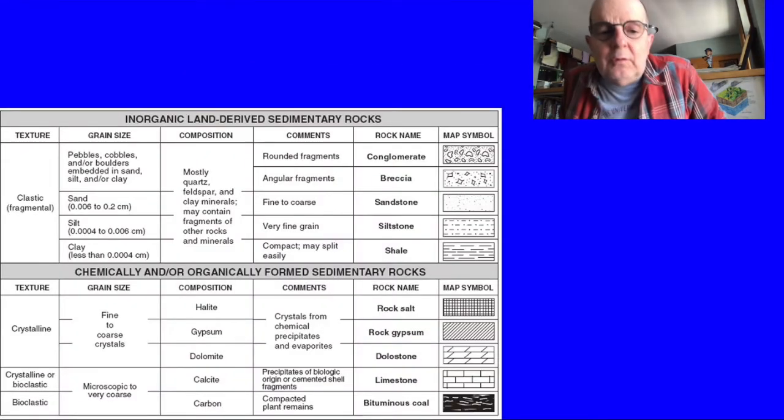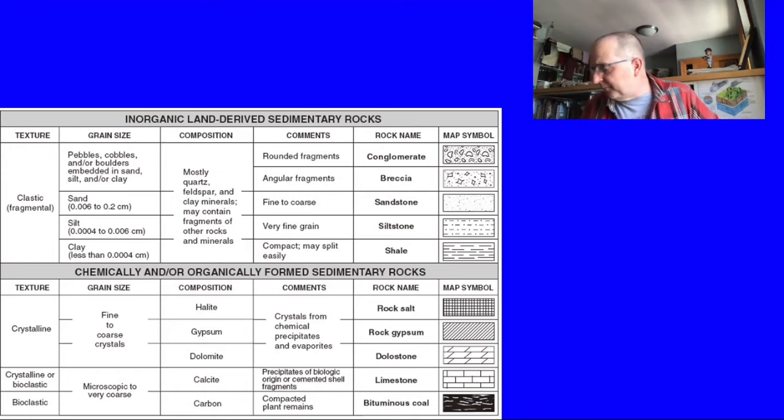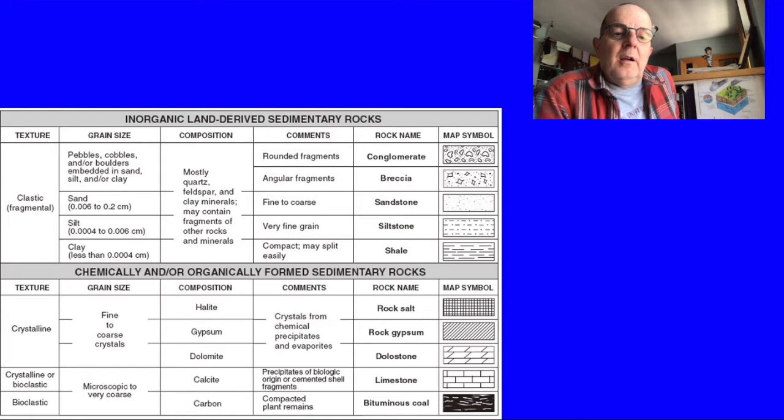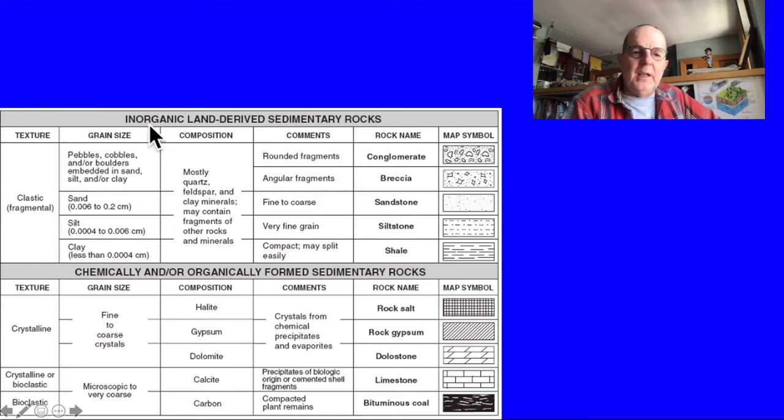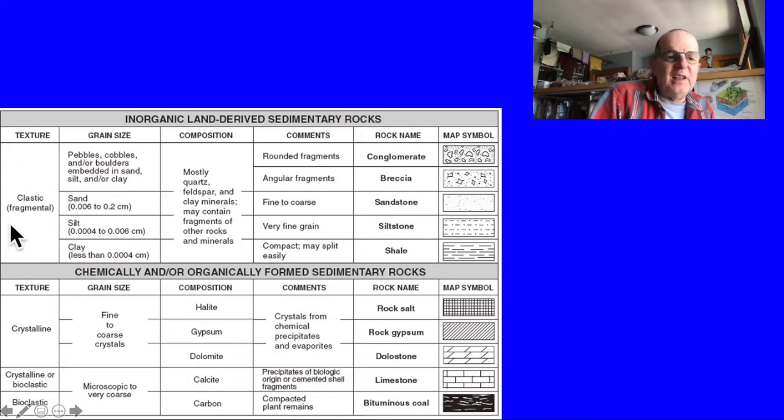Now, you need to know how to use the sedimentary rock diagram on page 7 of the Earth Science Reference Table. You have two types of sedimentary rocks: the inorganic land-derived sedimentary rocks and the chemically and/or organically formed sedimentary rocks. Your inorganic land-derived sedimentary rocks are made of clasts, clastic or fragmental material. The grain size is either pebble, cobble, boulder embedded in sand, silt, or clay; just sand with some silt and clay; or the largest particle being sand with silt and clay; silt as the largest particle, perhaps with some clay; and then only clay. These are the ways in which we identify sedimentary rocks that are inorganic and land-derived.